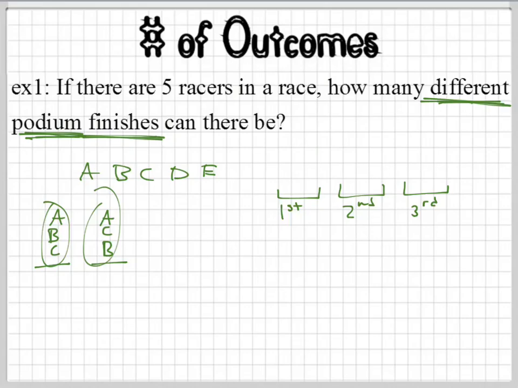How many racers have the opportunity of getting first place before anybody crosses the finish line? There's 5. Okay, so 1 crossed the finish line. How many racers can get second? There's 4 and then 3, right? So how many different combinations can we have? Well, 5 times 4 times 3, which is 60. So there's 60 different ways that these 5 racers can finish the race. Well, on the podium, okay?